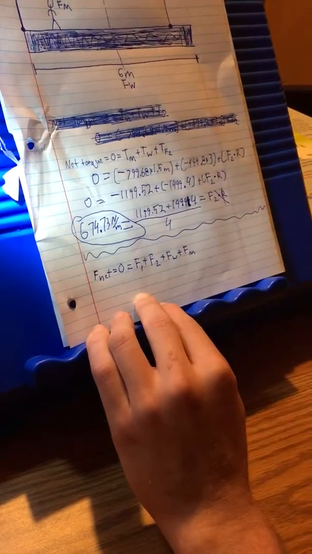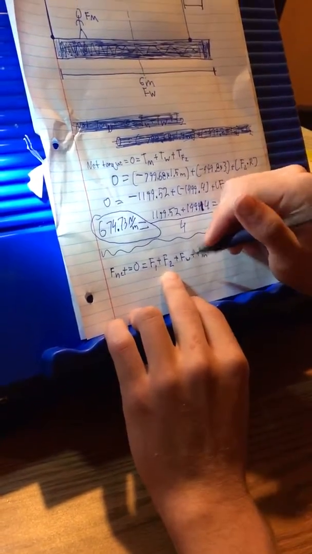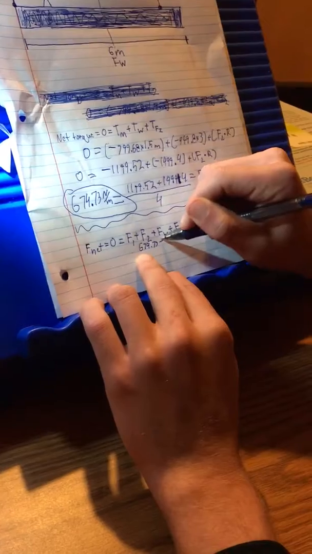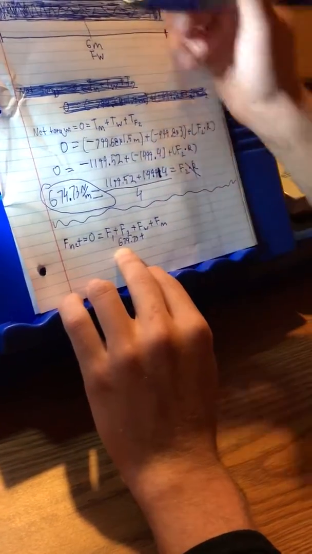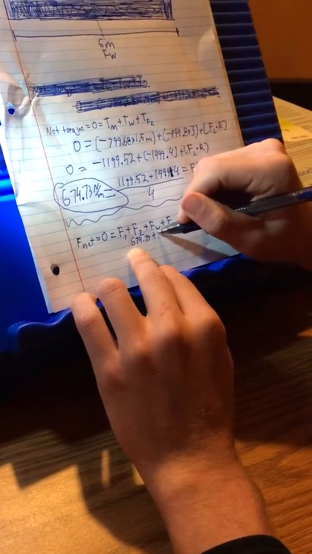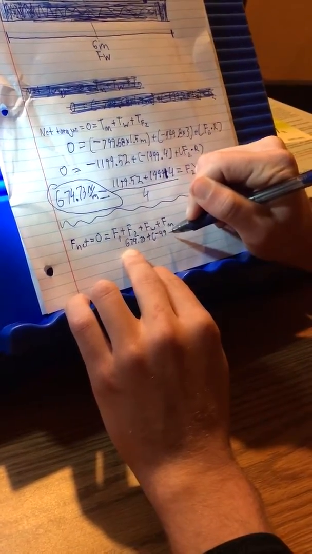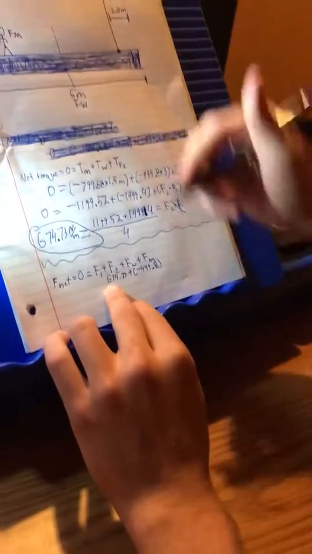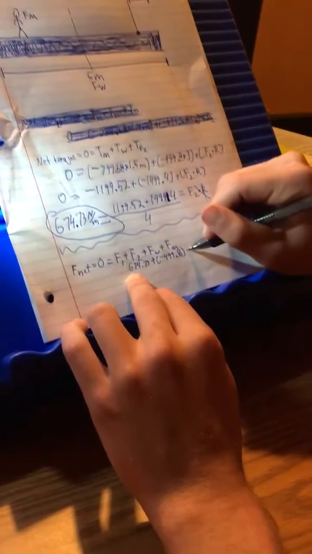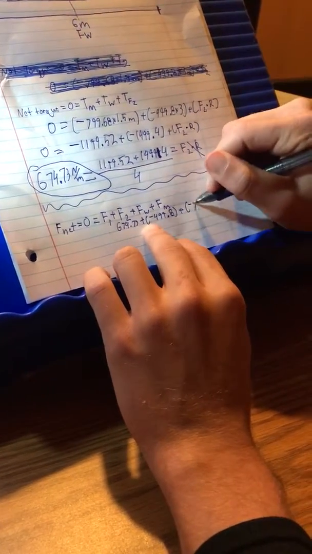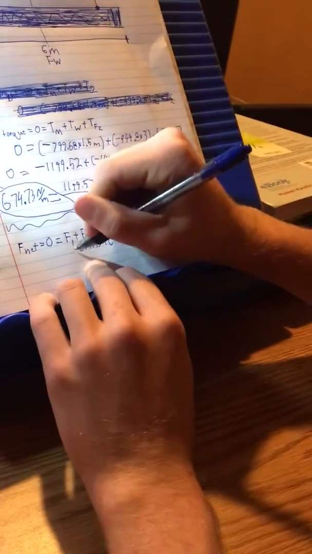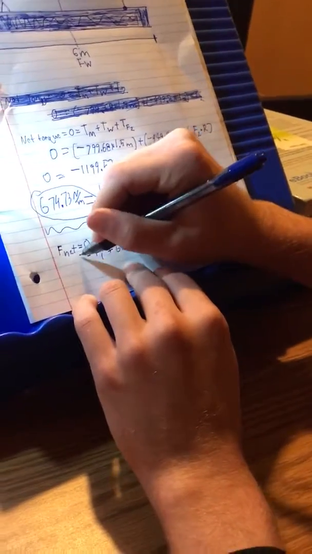So if we go down right here, we don't have an F1 yet, so we'll just leave that as it is. F2 is what we found right here, 674.73, plus the FW, which is the force down on the bar, which was negative 499.8, because that was the weight of the bar times 9.8 meters per second squared, plus the force of the man, which was negative 799.68. All that, plus our F1, has to equal 0.